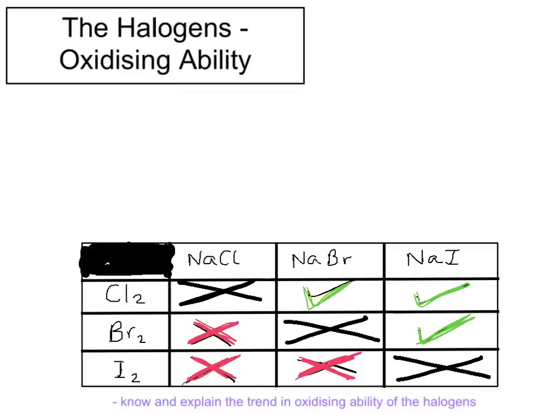So if we just have a closer look at what is happening in the reactions that did occur, I'm just going to number them. This one number 1, this one number 2, and number 3 for this one. I'm going to just discuss what is actually happening in those reactions. So for the first one, we've got chlorine reacting with sodium bromide.